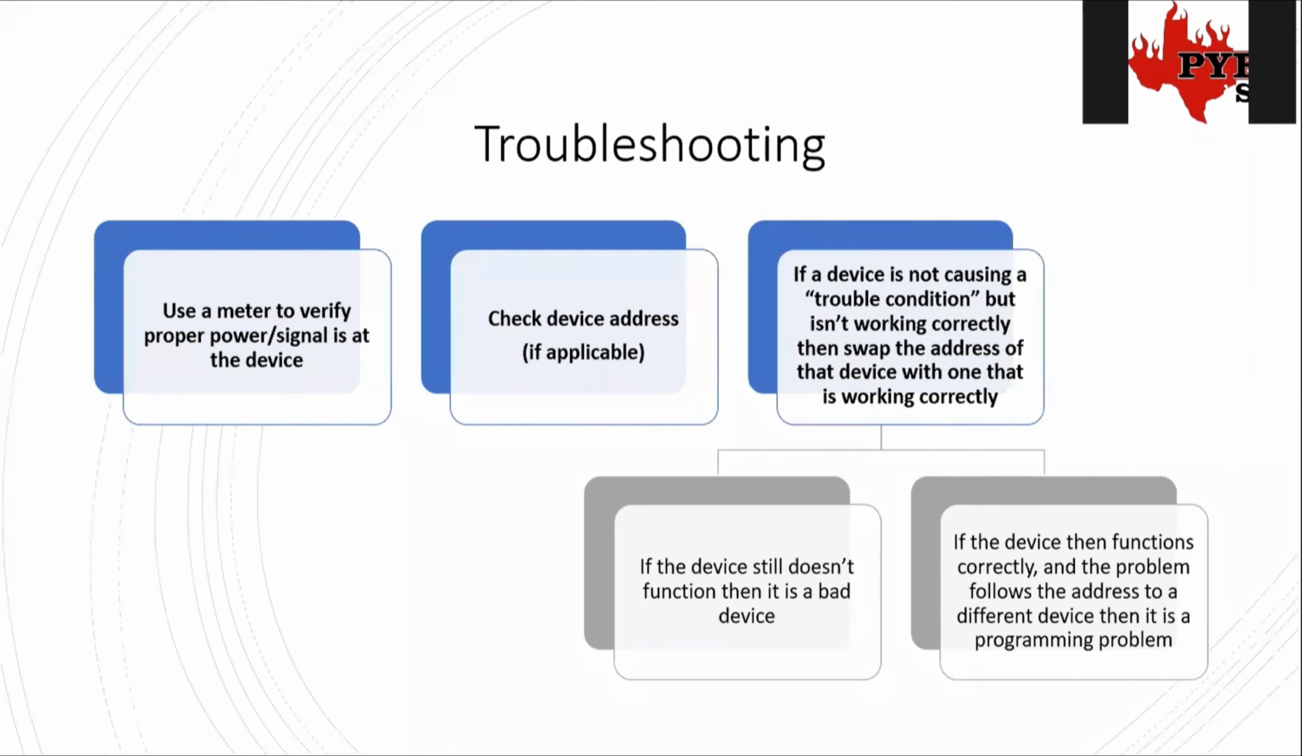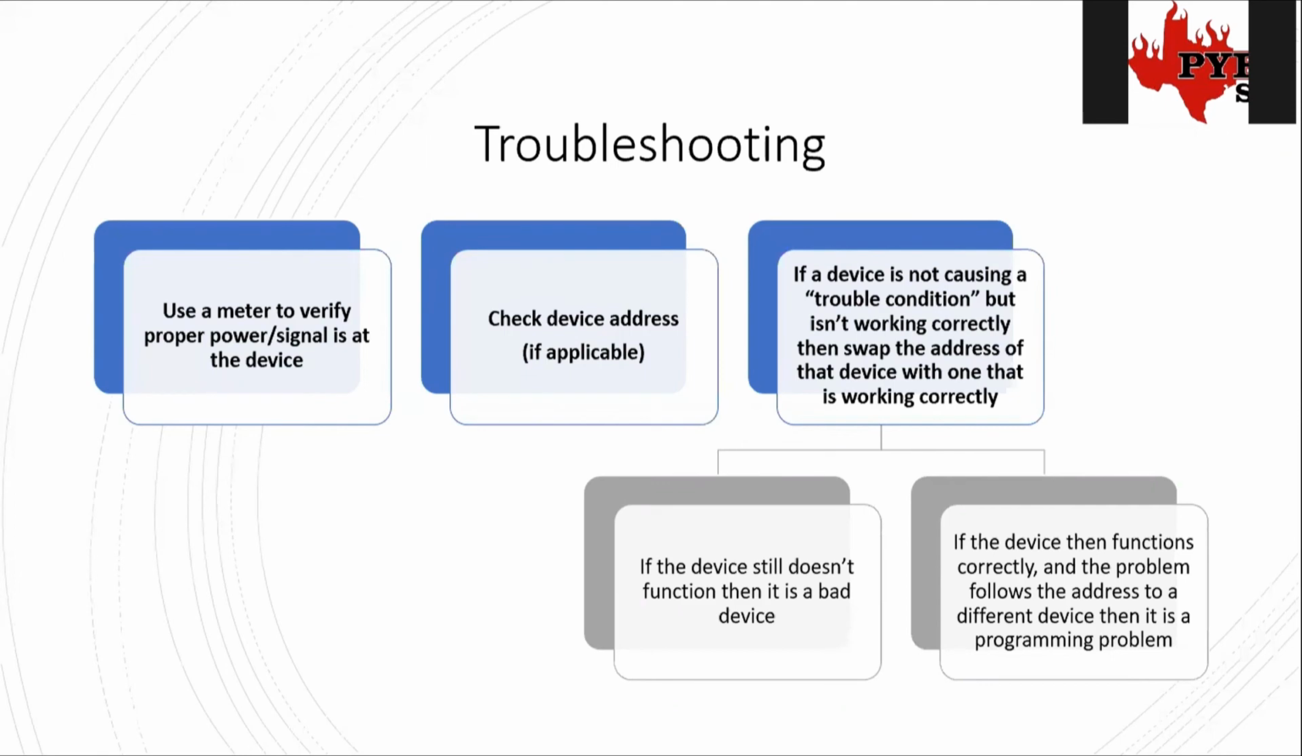And then lastly, if a device is not causing a trouble condition, but it also isn't working correctly, then take that device and take another device of the same type. Say we have a relay that's not changing state when it's supposed to. Find another addressable relay that is doing its job correctly and swap the two relays, swap both their addresses and their locations, and then test it again.